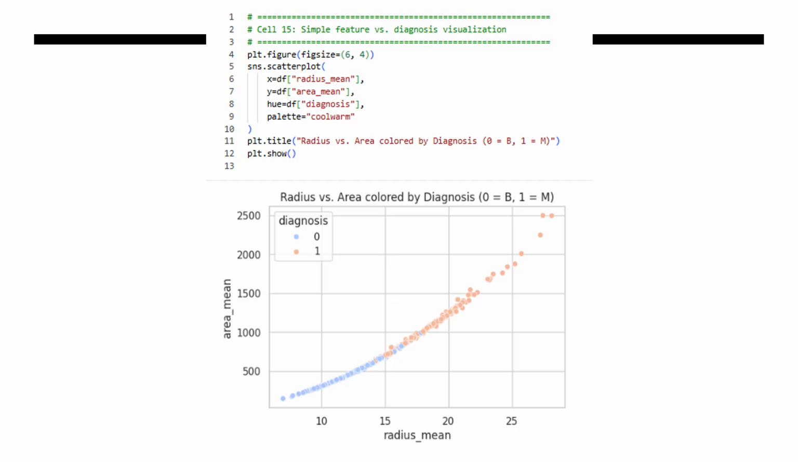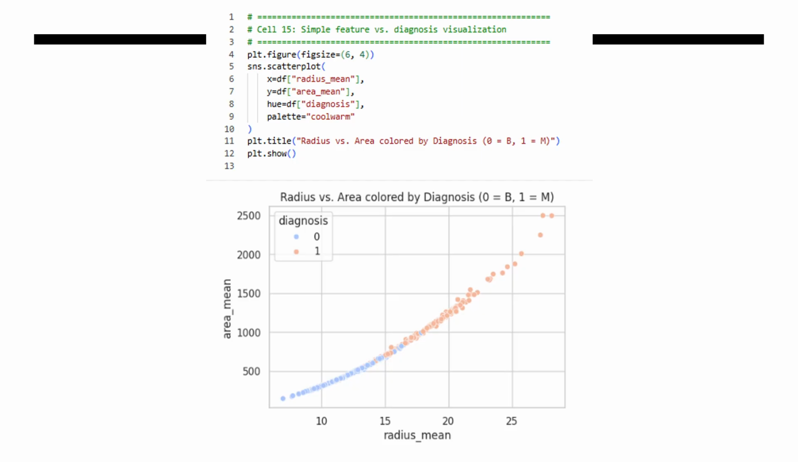And immediately you see something here. As radius increases, area increases. And that's natural because bigger radius means bigger area. But more importantly, malignant tumors tend to live in the upper right region. Higher radius, higher area. Benign tumors cluster toward the left, smaller, less extreme.